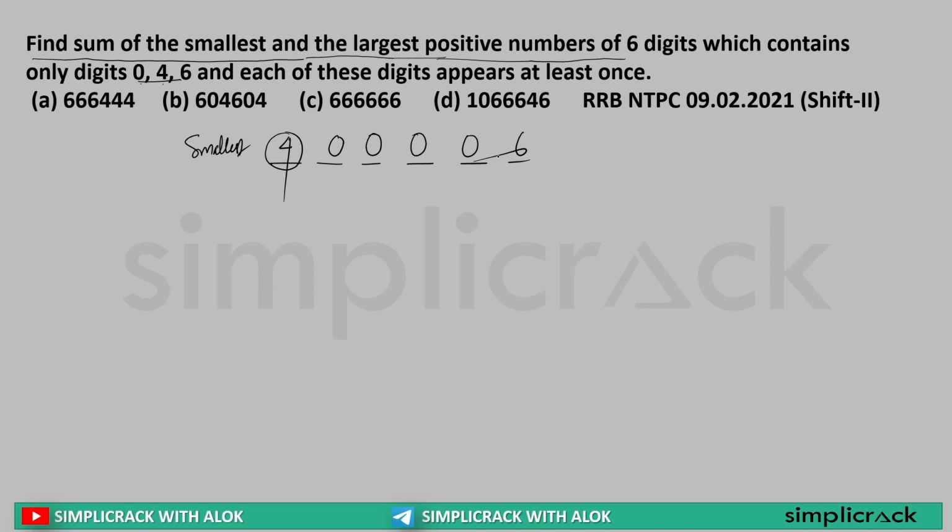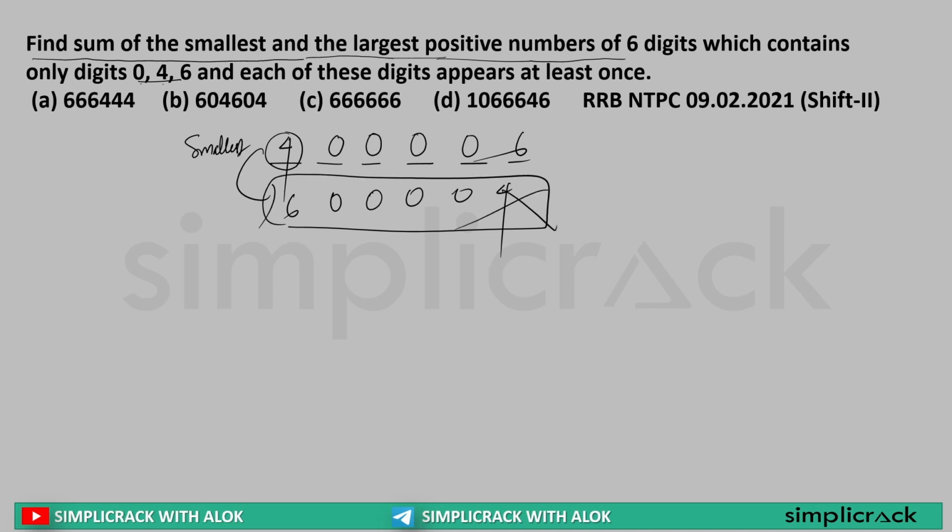Each digit appears once and I am making it the smallest possible value. See, if I put 6 over here and make it this way, this is greater than this, right? So this is not the smallest number. So this cannot be the smallest number. Now, what is the smallest number? This. Even if you try any methodology, you will see this is the smallest positive number.